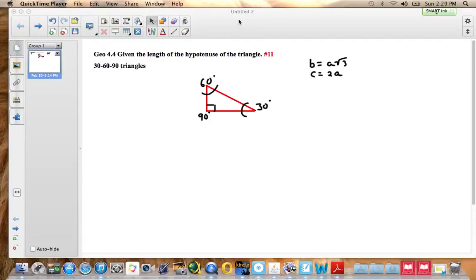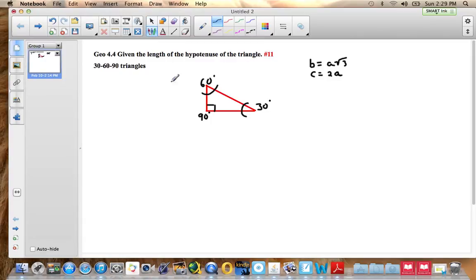Okay, let's take a look at Geometry 4.4, Problem 11. We're going to be solving for the lengths of A and B given C. Again, we're given C because it's the hypotenuse. On number 11, it's telling us that C is equal to 6 times the square root of 3. The units are going to be yards, and it's wanting us to solve for A and B.